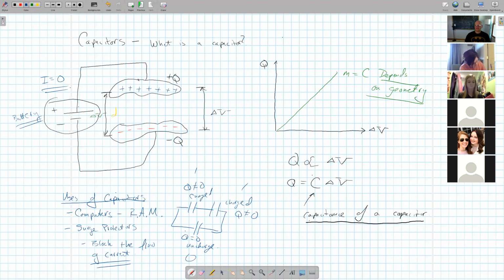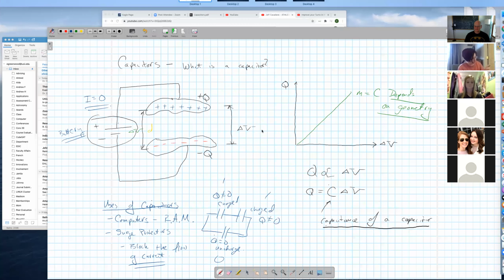So again, if I plotted the charge versus potential, I find that this is just a straight line. These two are linearly related to each other, where the slope of that line is called the capacitance of the capacitor, and that's only dependent on the geometry. So that brings us to the first part of the lab.